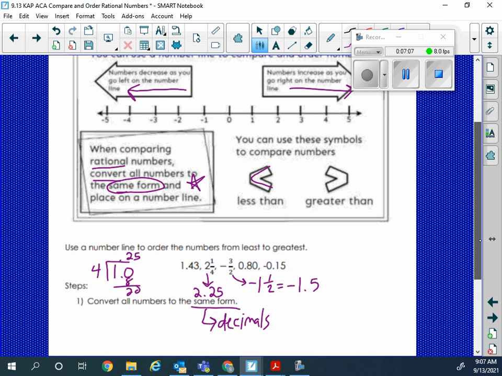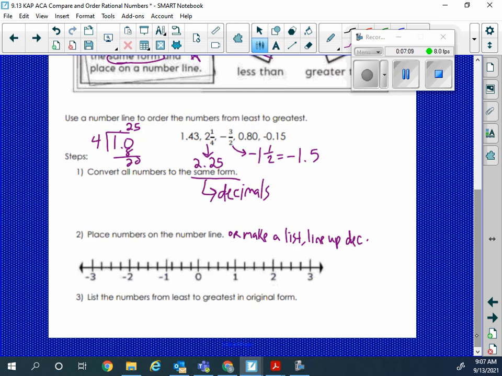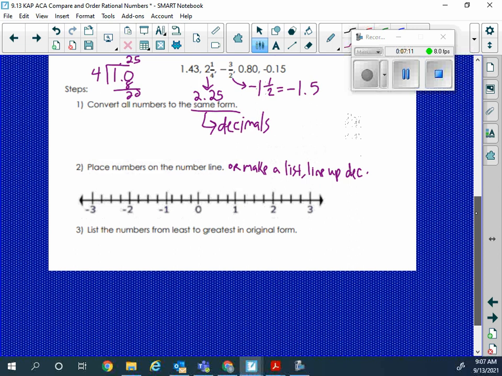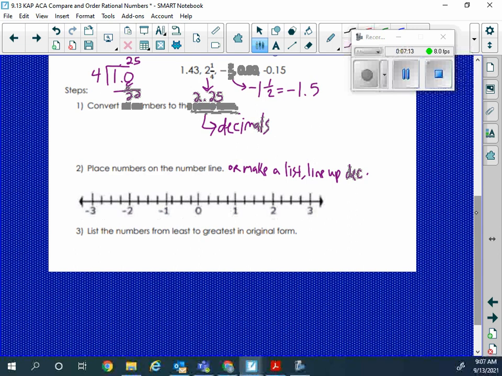Okay? First, let's place them on the number line. Okay? 1.43. Here's our number line. Where would it go? Between 1 and 2, a little bit less than half, right? Okay? So 1.43. 2 1/4, which we're now going to put 2.25, would go between 2 and 3, right here. That's a fourth, right? 2.25. Okay?